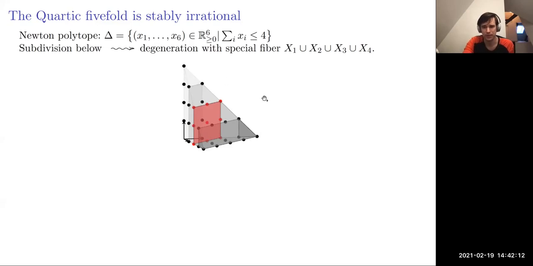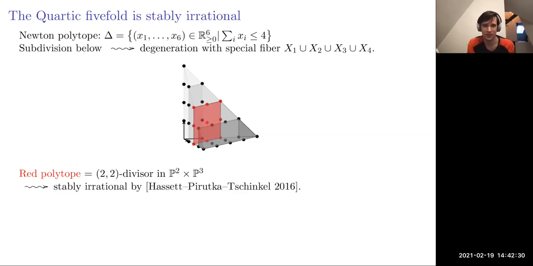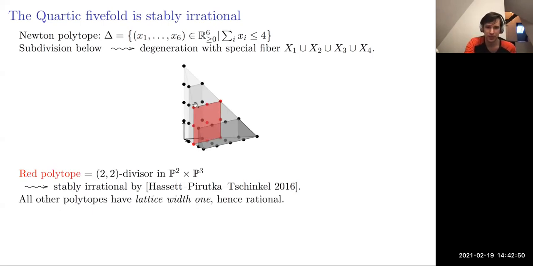Okay, so the red polytope in this case corresponds to a 2-2 divisor inside P2 cross P3. That's red because this is the most important polytope. This is something that's stably irrational. It's known to be stably irrational by known results by Hassett, Pirutka, and Tschinkel. And this is the irrational input that we need in order to conclude. And all of the other polytopes in the picture have lattice width 1.